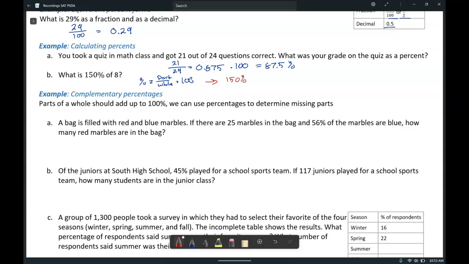We know we have 150%. We don't know what the part is, but we do have the whole value, which is 8. And then we know that's going to be multiplied by 100. And so what we can do is go ahead and actually solve for x algebraically. We can divide both sides by 100, and we get 1.5 equals x over 8. Then multiply both sides by 8, and we get 12 equals x. So 12 is 150% of 8. And that's going to be larger than the whole because our percent is larger than 100. It's more than 100.